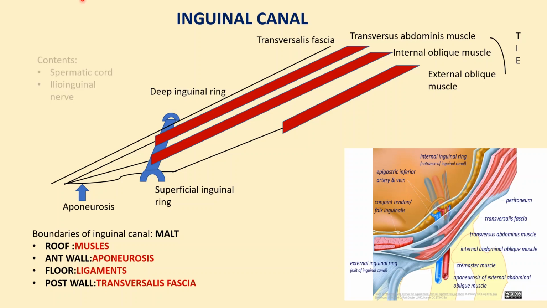Now the contents of the canal. The contents are the spermatic cord and the ilioinguinal nerve. In my next video, we will talk about the spermatic cord in detail.